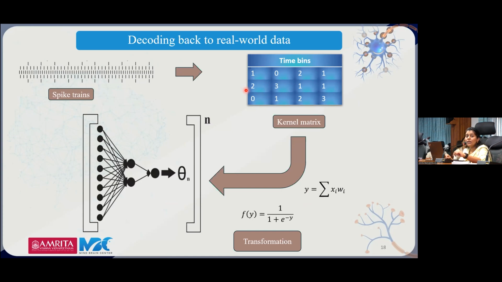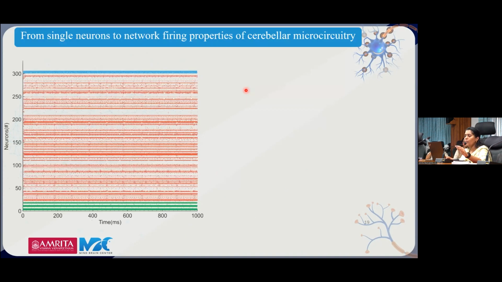For the decoder, we have the Purkinje cell output in the form of spikes, which was rate coded into time bins. This kernel matrix was transformed using a summation function as well as an activation function. The activation function used was the sigmoidal activation function, and it was given to an MLP kind of network to come up with the output. Here we use three layers, an input layer, a hidden layer, and an output layer, for the decoder. And from there, we could reconstruct.